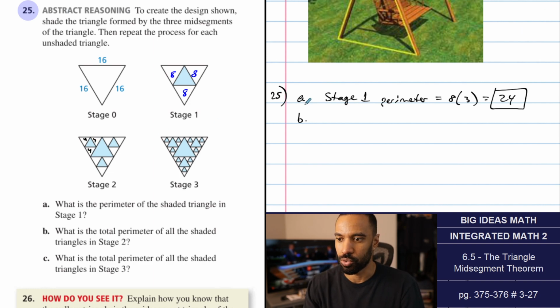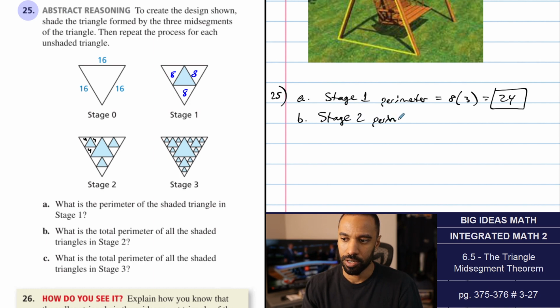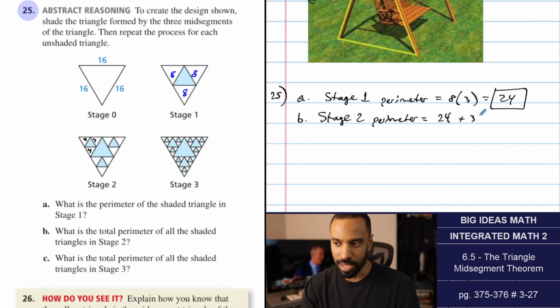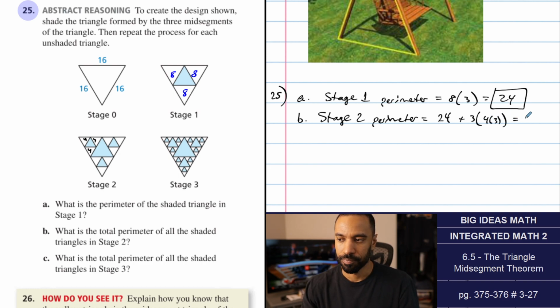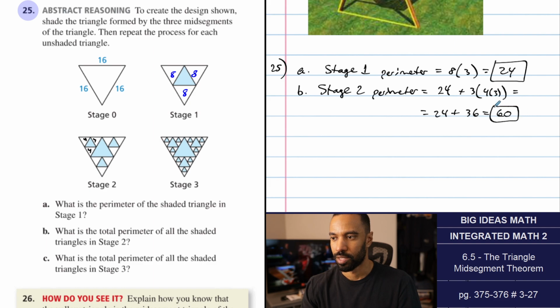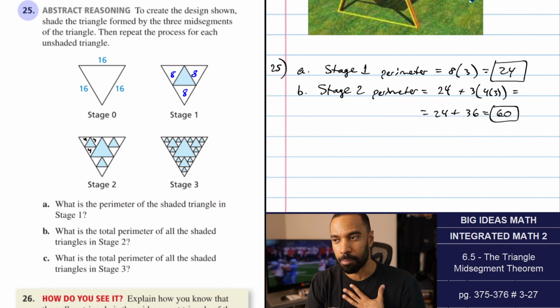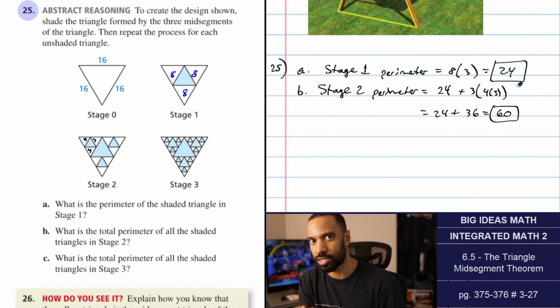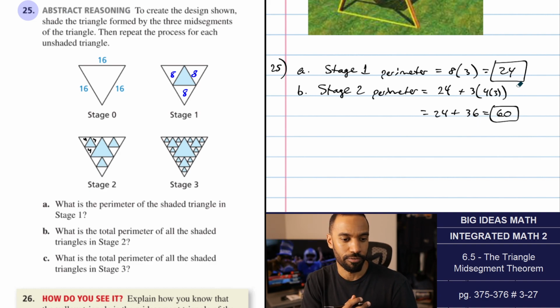So stage 2 perimeter. We have a few things here. We have the 24, and then we have 3 different ones where we're multiplying 4 by 3, right? Because there are 3 different triangles of those perimeters. So we have 24 plus 12 plus the 36, which is 60. Now, I don't know what the pattern is here yet, but we did do 24 plus 36. 36 is 50% more than 24.